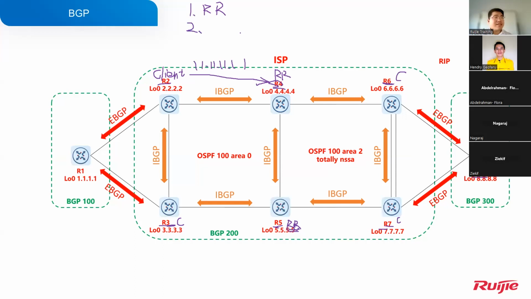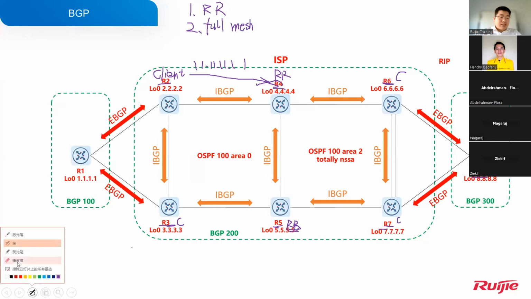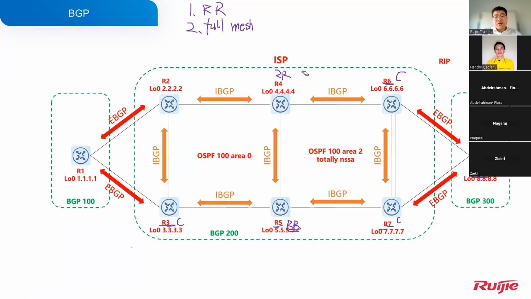Do you know it? Nico? Full mesh. Yeah, very good. The other solution is full mesh. You must have a very deep understanding of BGP, right? Full mesh means that all the routers establish the IBGP peer between each other.